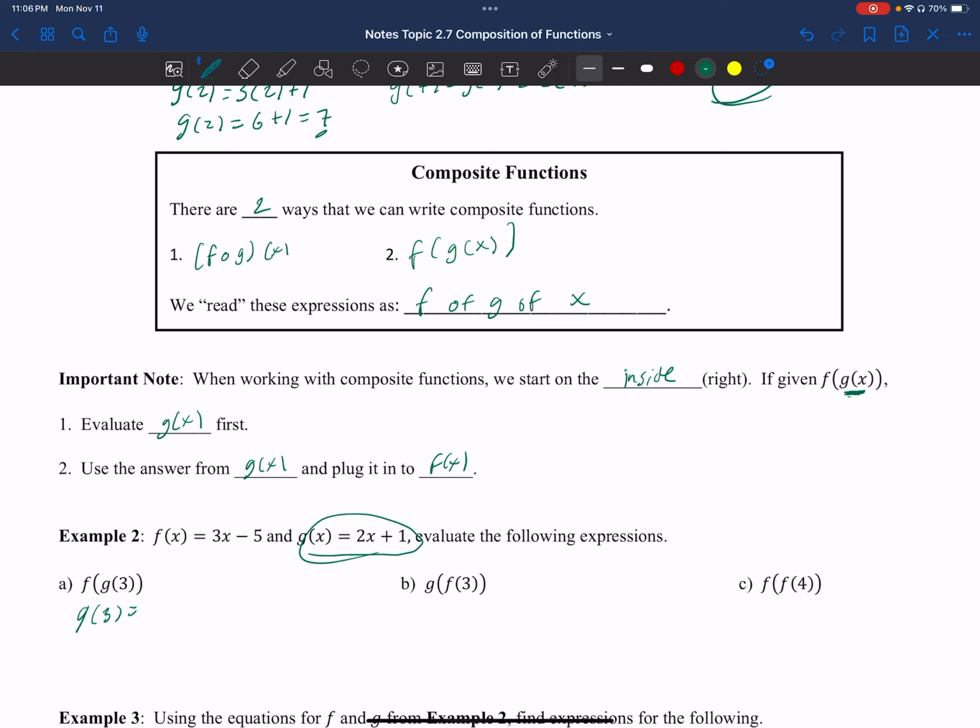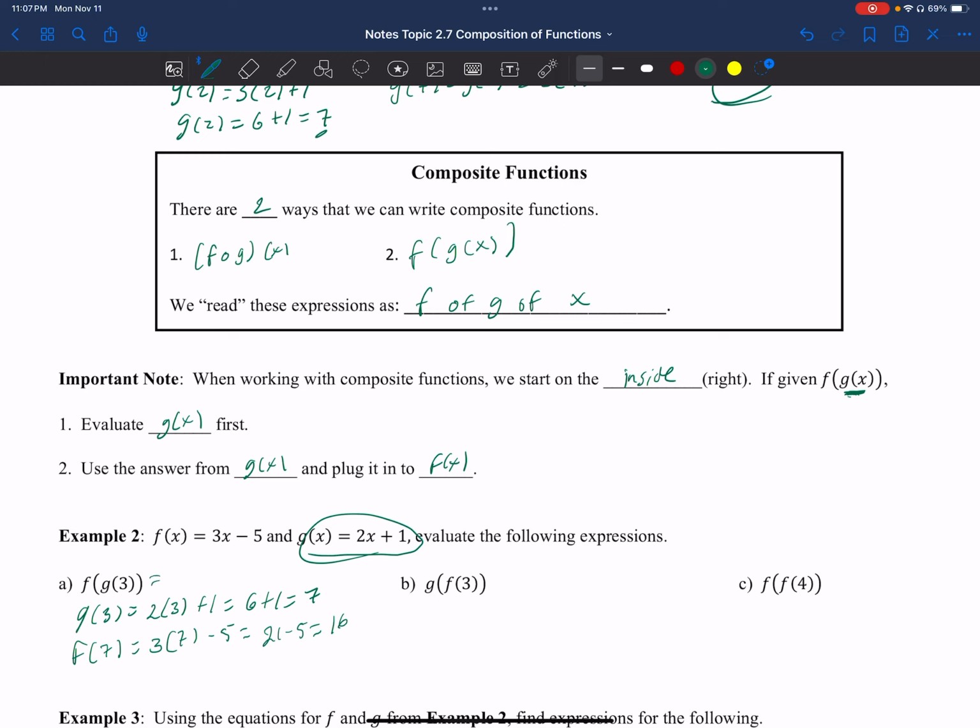So this is my g. So it'll be 2 times 3 plus 1, which will be 6 plus 1, which will be 7. After that, I'm finding f of that answer, or f of 7. So when I do it, it will be 3 times 7 minus 5. After that, I'm just going to find my answer. 7 times 3 is 21 minus 5, which is 16.